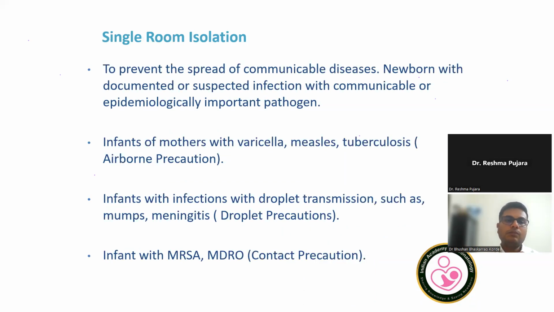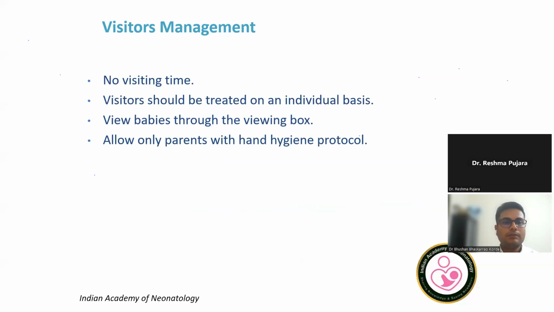So, single room isolation to prevent spread of communicable diseases. For a newborn with documented or suspected infection with a communicable or epidemiologically important pathogen, there is a recommendation for a single room. It is difficult in the Indian setting, but if possible, infants of mothers with varicella, measles, tuberculosis, or airborne infection, you should isolate this kind of newborns. For infants with infection with droplet transmission, such as mumps or meningitis, you have to do droplet precautions. And for infants with MRSA or MDR, contact precaution is very important.